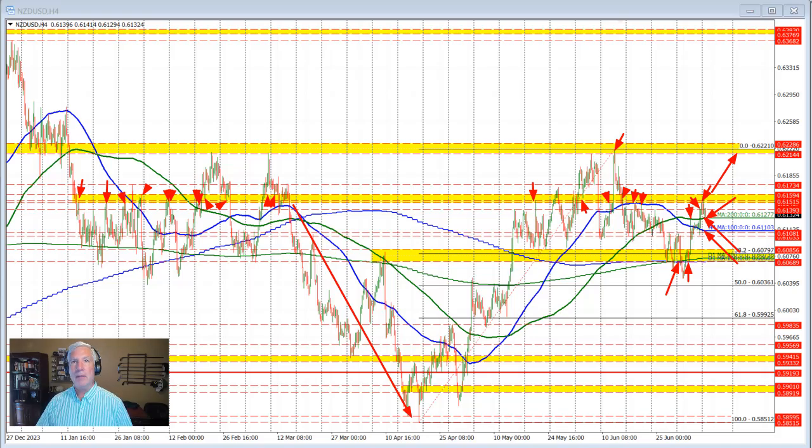So that's my look at the New Zealand versus U.S. dollar. The buyers and sellers are battling it out in this consolidated trading range right through here. We'll see how it all resolves itself over the next day or so.